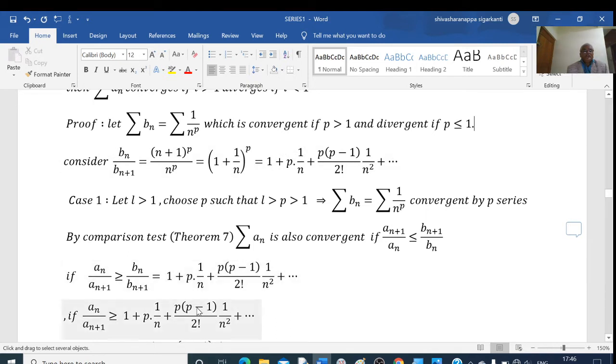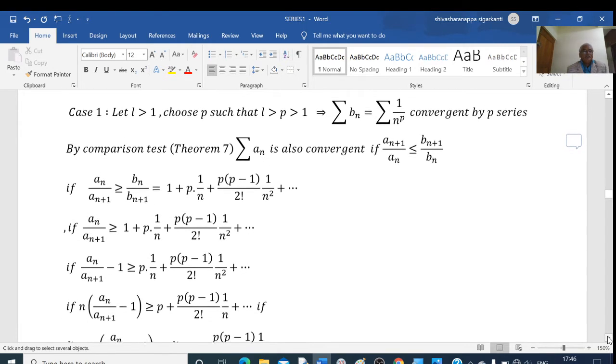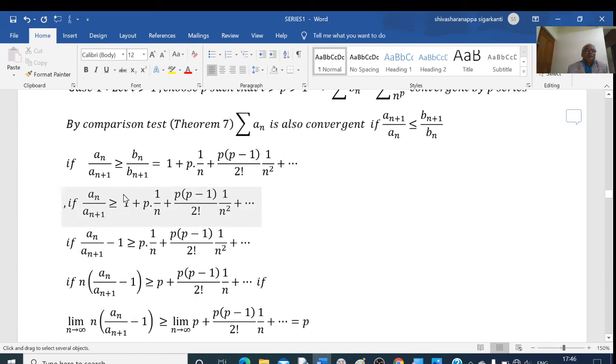So that is, if An by An plus 1 is greater than or equal to this quantity, 1 plus p into 1 by n plus p into p minus 1 by 2 factorial into 1 by n square plus and so on. That is, sigma An is convergent if I take this 1 to the left hand side, that is, if An by An plus 1 minus 1 is greater than or equal to p into 1 by n plus p into p minus 1 by 2 factorial into 1 by n square plus and so on.